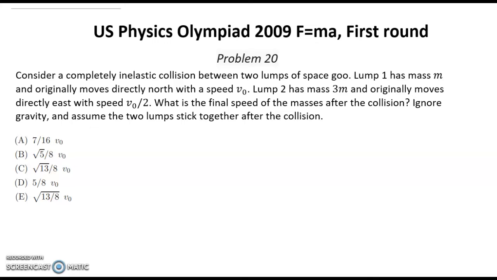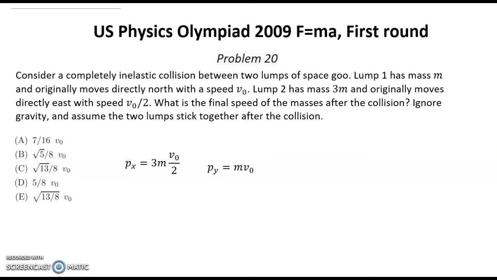Solution. Here we can use momentum conservation, and let's just count what the initial momentum is and equalize it to the final momentum. Initial momentum. In the x direction we have this expression. We have mass 3m multiplied by v0 over 2. That's the momentum in the x direction. Momentum in the y direction. That's mass m multiplied by v0.